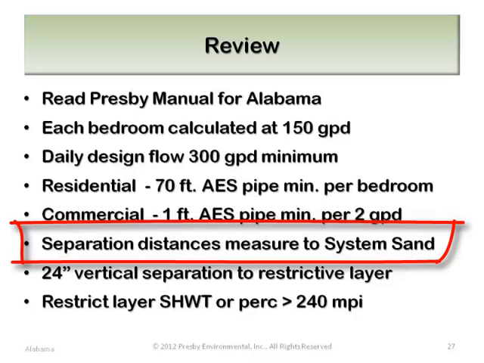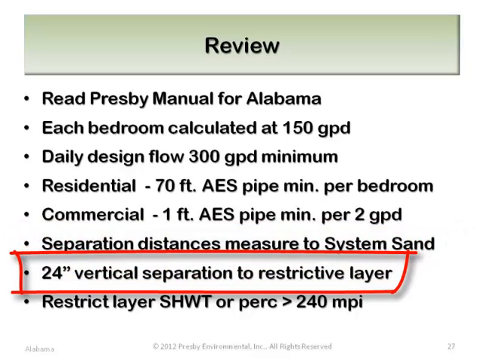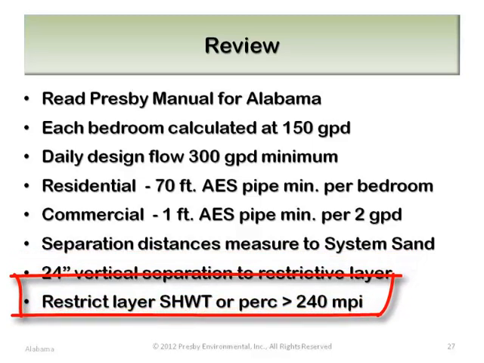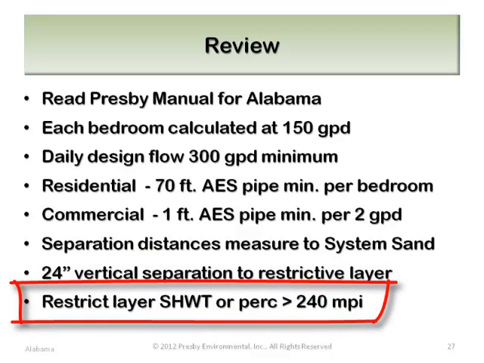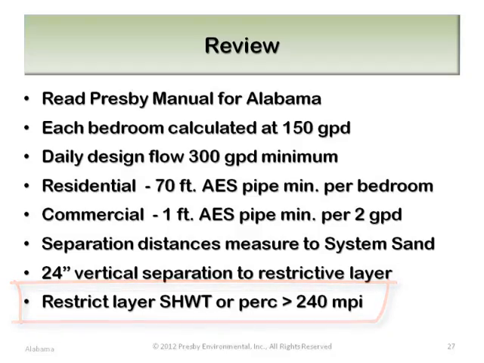All separation distances are measured to the outermost edge of the system sand. Vertical separation distances are measured from 12 inches below the advanced Enviroseptic pipe, which is also the bottom of the system sand bed. A minimum of 24 inches must separate the bottom of the advanced Enviroseptic pipe from the seasonal high water table or restrictive feature. A restrictive feature is described as a layer with a perk rate greater than 240 minutes per inch.